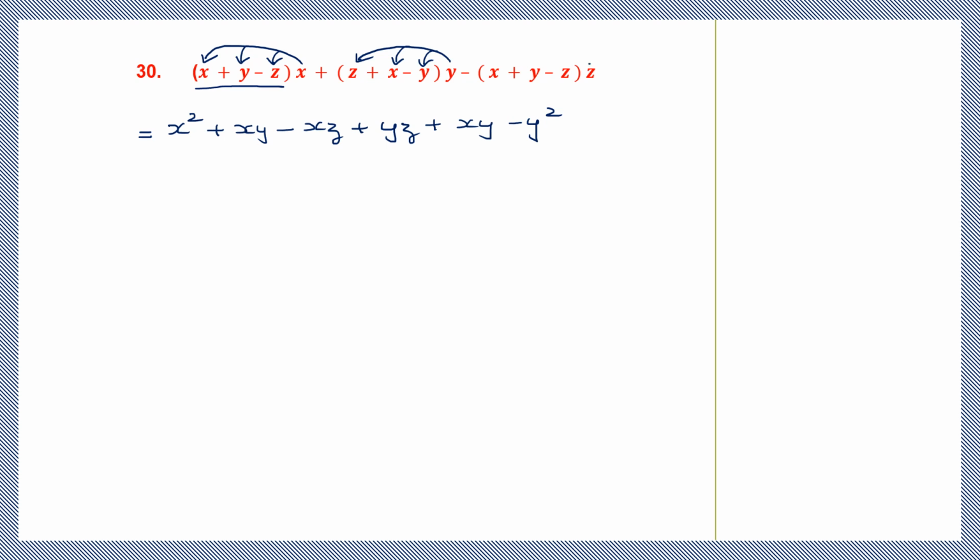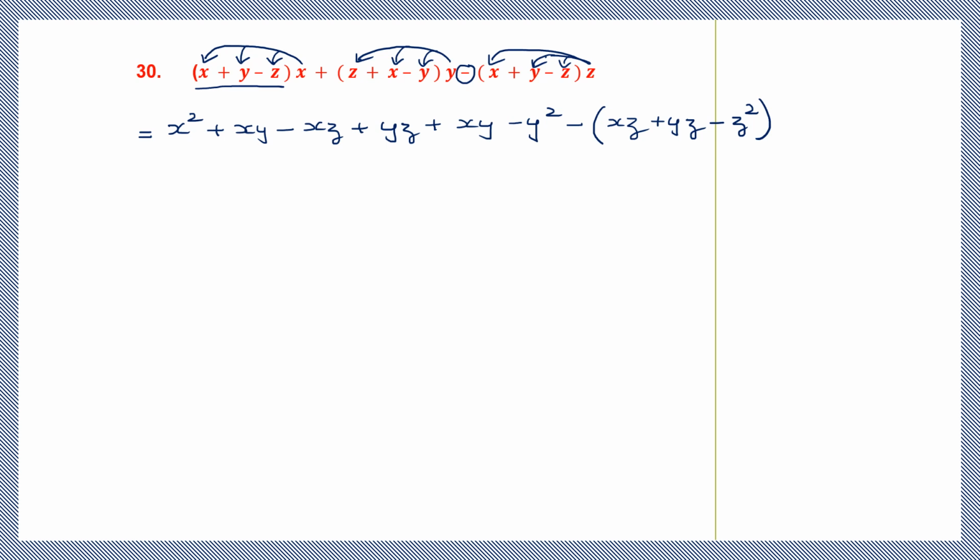Now here also we should do the same thing, z into x. But here there is a minus sign. So let's put the minus sign and keep the brackets. Whenever you have a minus sign, you have to think twice, be careful. So z into x is zx or xz. Then z into y is zy or yz. So yz. Then we have z into minus z. That is minus z square.